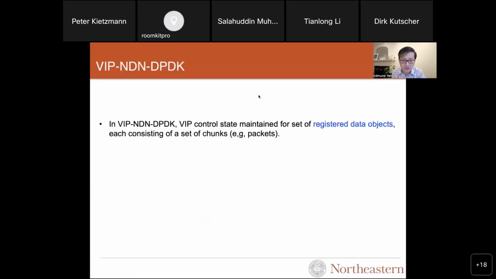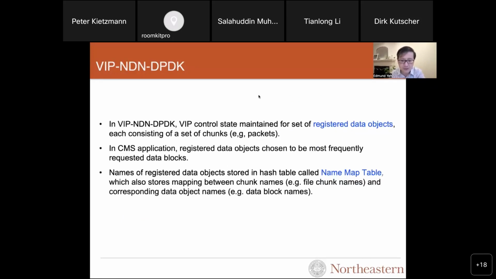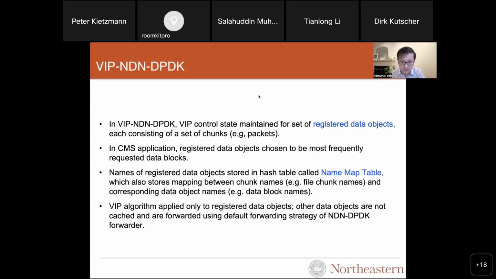All right. Now, some specifics on the VIP NDN-DPDK implementation. The VIP control state is maintained for a set of registered data objects, each consisting of a set of chunks. In the CMS application, the registered data objects are chosen to be the most frequently requested data blocks. For instance, this is the 400 data blocks out of the 6,000 which were most frequently requested. The names of the registered data objects are stored in a table called the name map table, which also stores the mapping from the chunk names, namely the file chunk names, to the corresponding data object names, which are the data block names. Remember, we had this difference in the names at these two different levels, which has to be tracked. The VIP algorithm is applied only to the registered data objects. The other data objects, the less popular ones, are not cached, and they're forwarded using the default forwarding strategy of the NDN-DPDK forwarder.